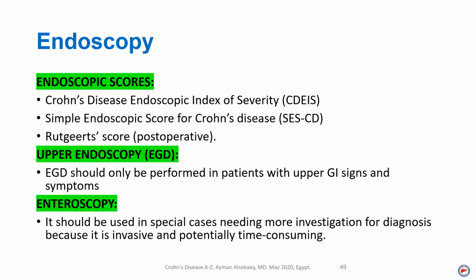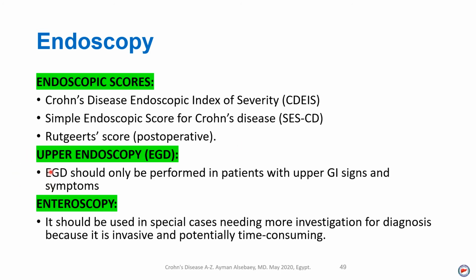Endoscopy is a very important tool for us because using endoscopy, there are scores by which we can classify the activity of the disease, like the endoscopic index of severity. This is commonly used in guidelines, and also the simple endoscopic score for Crohn's disease. This is very important for us, because the simple endoscopic score is also commonly used in the guidelines for assessment of the disease. We have the Rutgeerts score, which is used postoperatively to assess the recurrence of the disease after ileal resection.